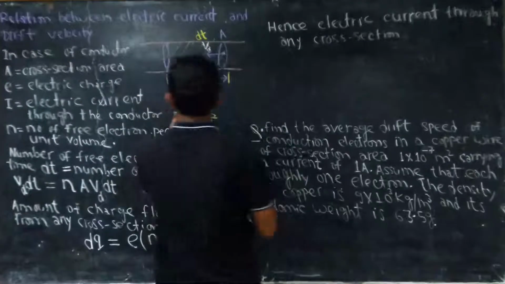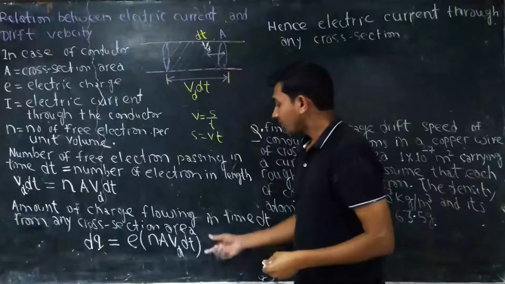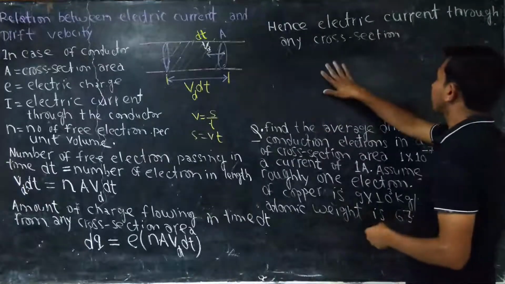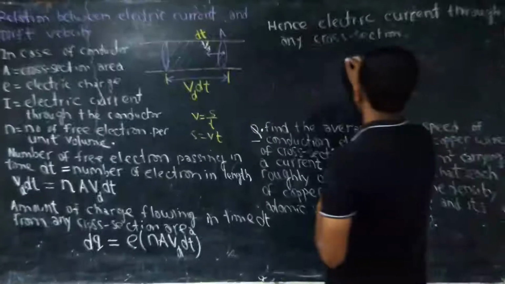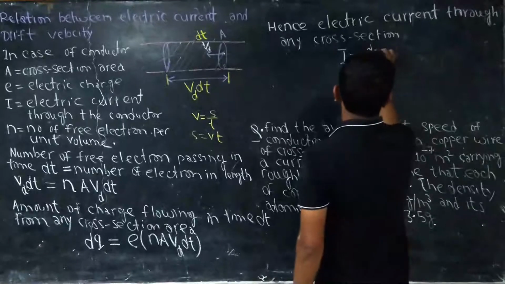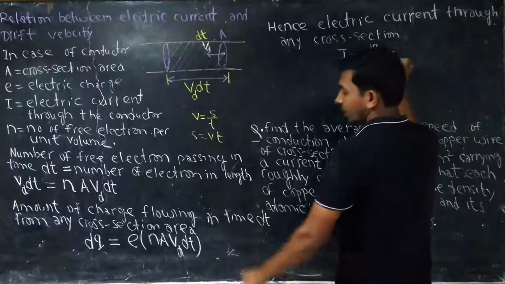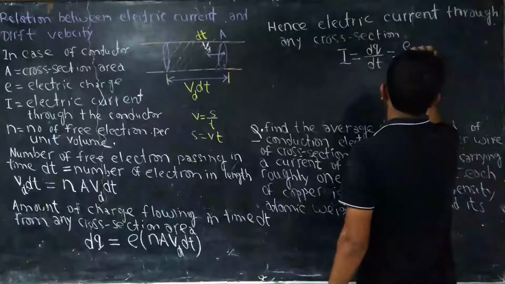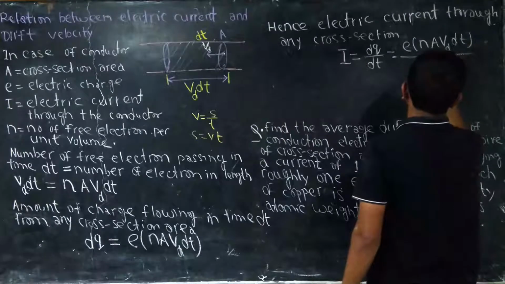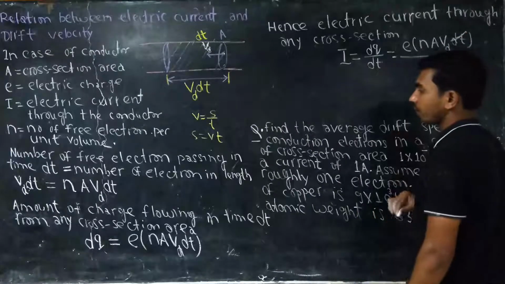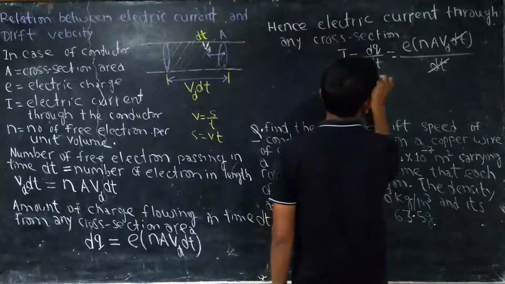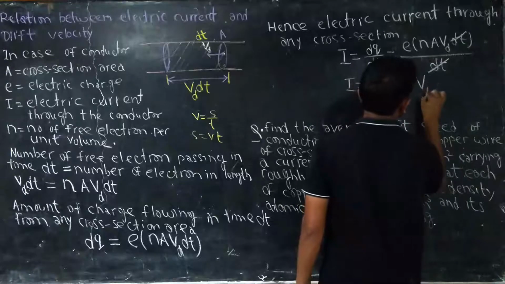Now if the charge is known to you, then dividing by time you are able to get current. Hence the electric current passing through any cross section is I, and that I will be dq by dt, and dq is this much. So N E A vd dt divided by dt. This dt cancels. So what value did you get? You got I is equal to N E A vd.